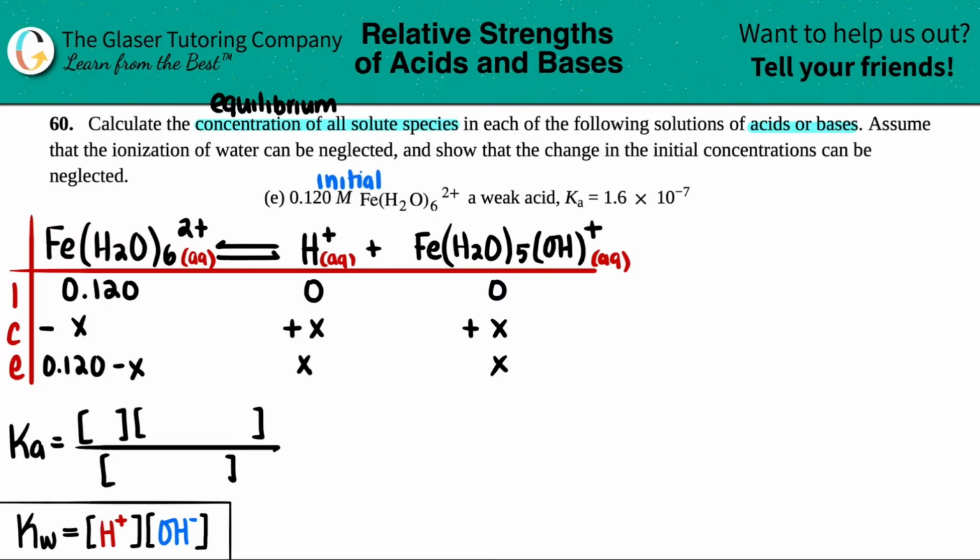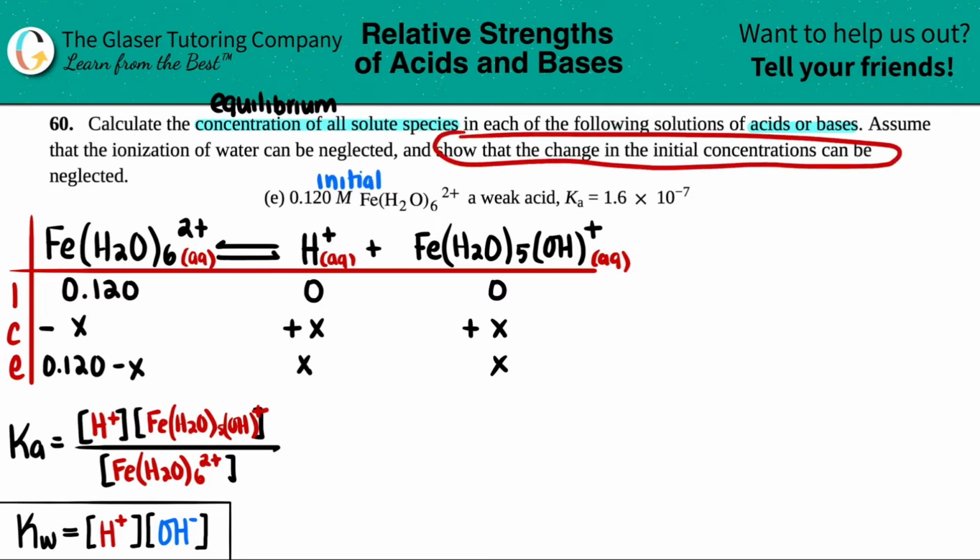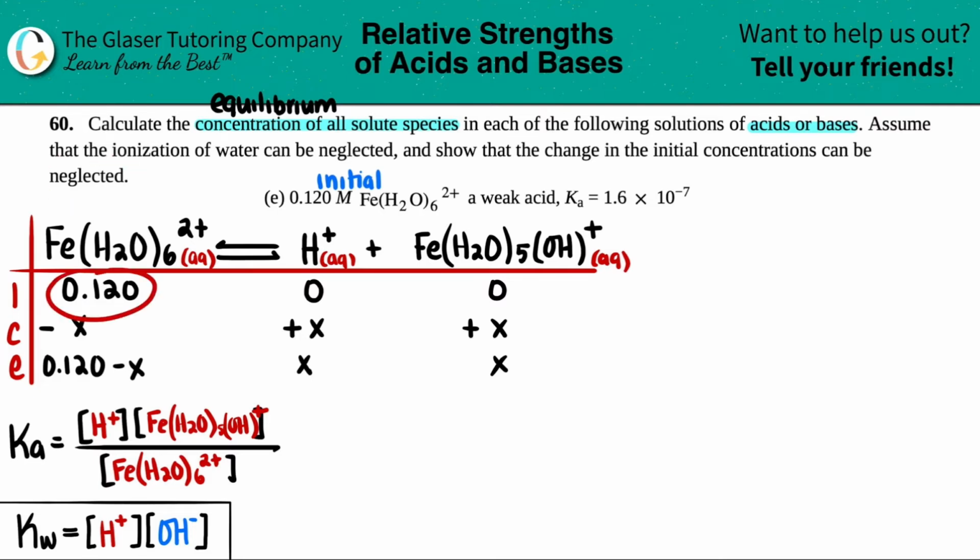Products minus reactants. And remember, the two products are being multiplied by each other. So this would be Fe(H2O)5OH+, and then this would be Fe(H2O)6 2+. Now, we have to show that the change in initial concentrations can be neglected. This is the only one in which you had an initial concentration, and C stands for change.